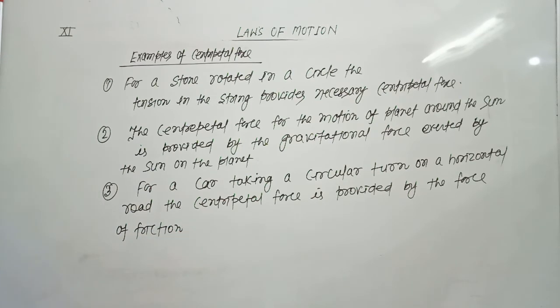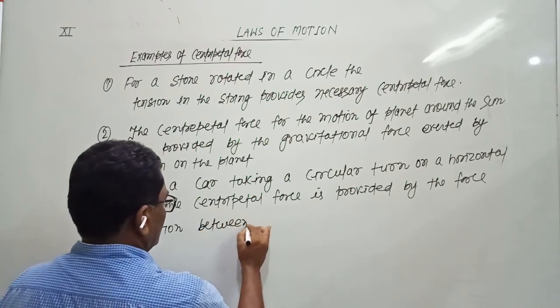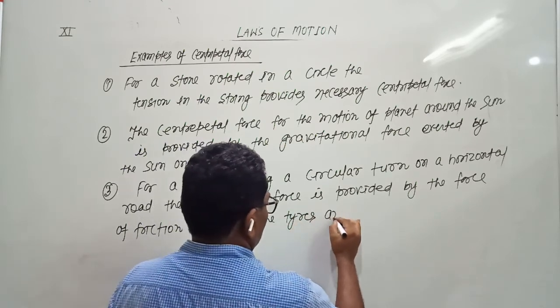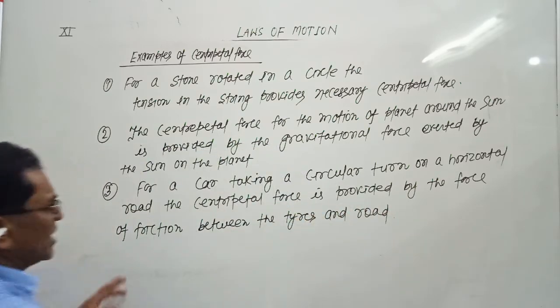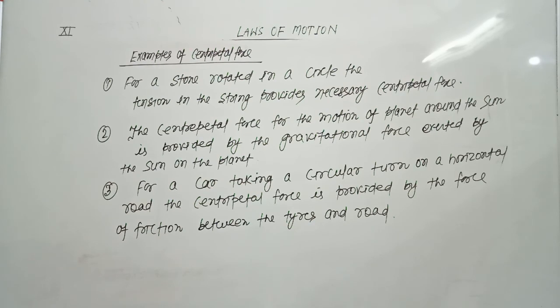When the car takes a circular turn on a horizontal road, then the centripetal force is provided by the force of friction between the tires of the vehicle and the road. So for a car taking a circular turn on a horizontal road, the centripetal force is provided by the force of friction between the tires and the road.